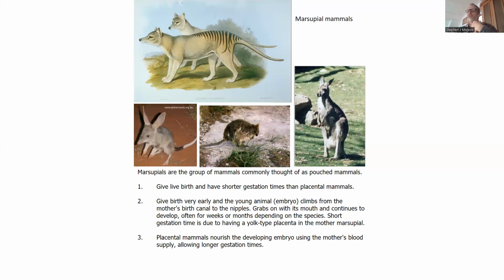Marsupials, on the other hand, have a very short gestation time, so much shorter than that of placental mammals. So the embryo is basically birthed in a very premature state. And it climbs from the mother's birth canal to the nipples near a pouch, depending on the species. And placental mammals use the mother's blood supply. They have longer gestation times than marsupial mammals. So marsupial mammals have this peculiar reproduction, which means that their embryo, which is very, very delicate, can easily be damaged.